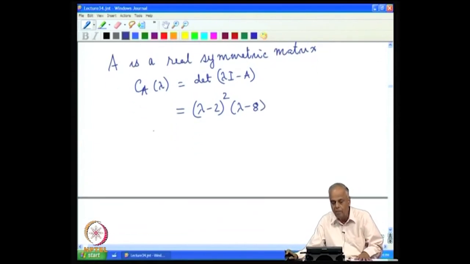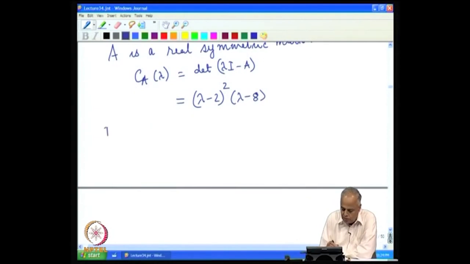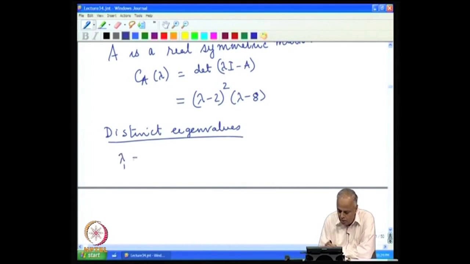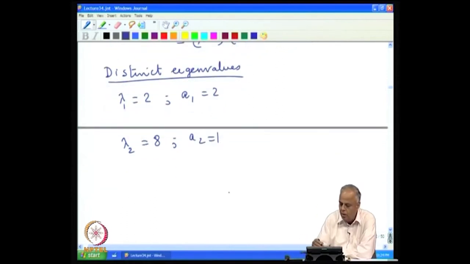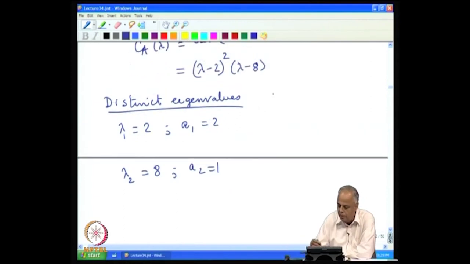Now, in this case, we have a multiple eigenvalue. So, the distinct eigenvalues are lambda 1 equal to 2 with algebraic multiplicity 2, and the eigenvalue lambda 2 equal to 8 with algebraic multiplicity 1. Note that the eigenvalues are all real.